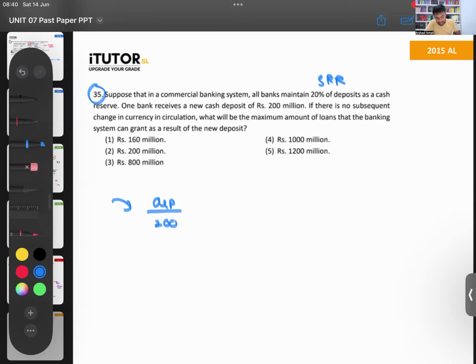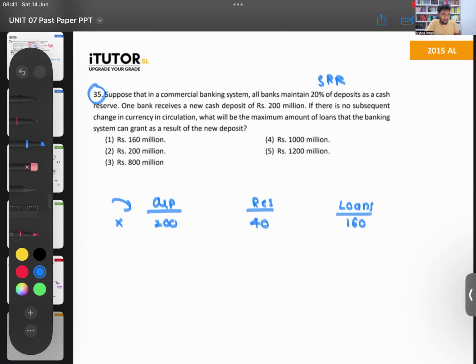Right. There is a new deposit coming into, let's say, Bank X. They are not asking you how much in loans Bank X can give, but let's just see. From this 200, how much will Bank X keep as reserves? Let's say it came to Bank X, the first bank. If SRR is 20%, from the 200 they would have kept 40 as reserves. And how much would Bank X have given out as loans? Bank X would have given 160 million as loans. But is that what they're asking you?